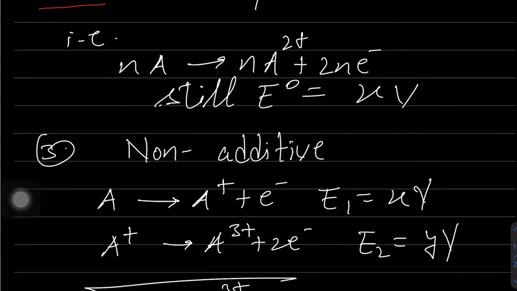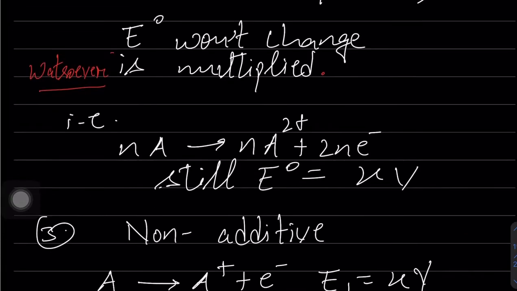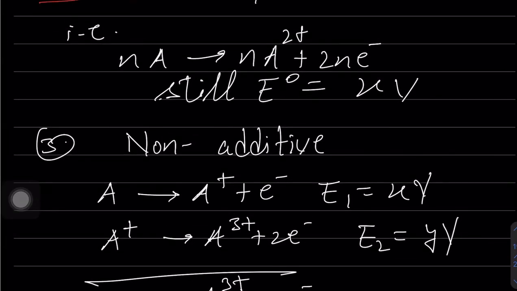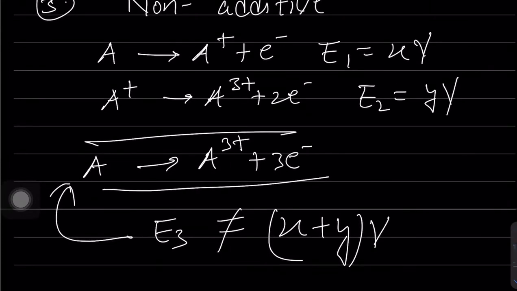This was the initial reaction. What we are doing is multiplying it by a factor n. Still the E naught will be x volt. Okay, E naught won't change because it is an intensive property. Intensive property means mass independent.